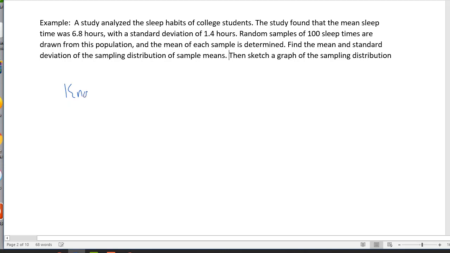All right, so we are given information here. Let's say we know that the mean of the population is equal to 6.8, and the standard deviation of the population is 1.4 hours. And we're being asked to find the mean of the sampling distribution of sample means. So the mean of the sampling distribution of sample means we know will be equal to the mean of the population, which is 6.8 hours.